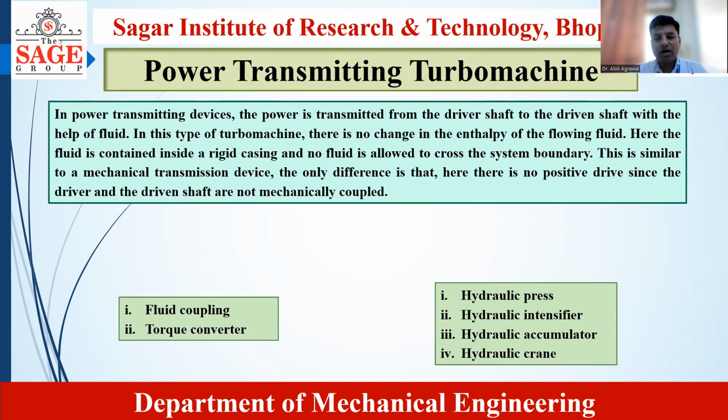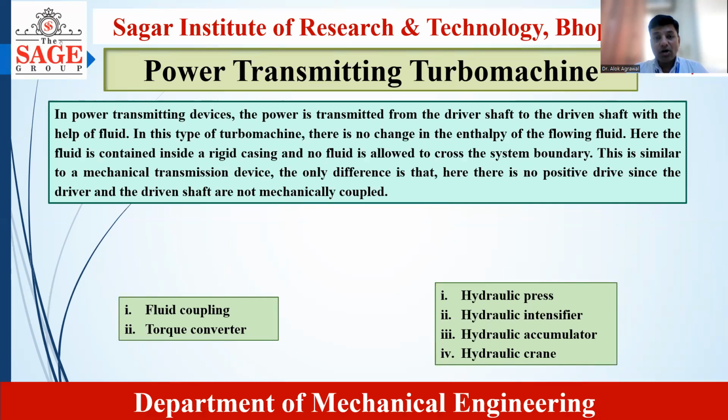What is happening in this power transmitting turbo machine? Power is not generated, not absorbed. It is just transmitted from one shaft to another, that is, from driver shaft to driven shaft. And for transferring this power from driver shaft to driven shaft, we will be using a fluid. This phenomenon will take place with the help of a fluid.